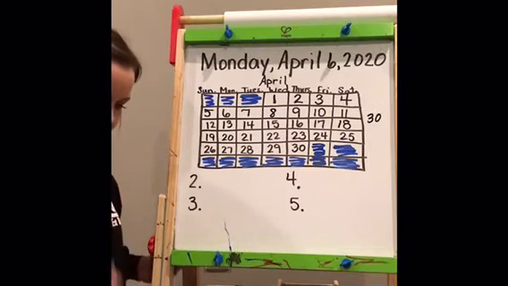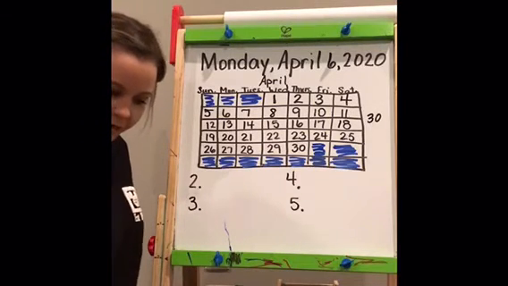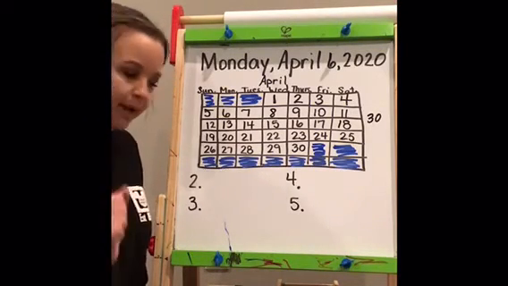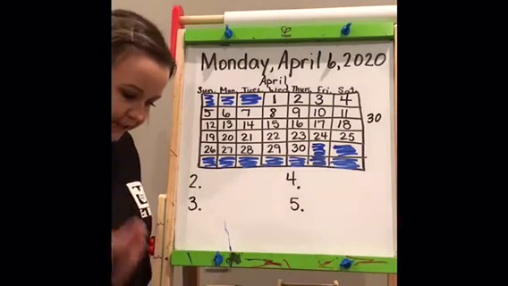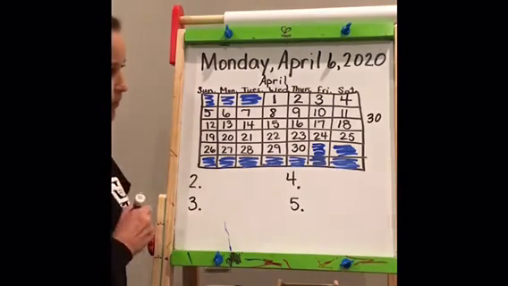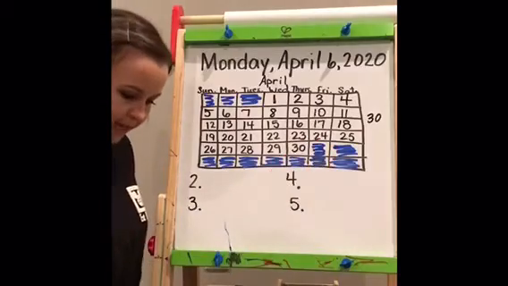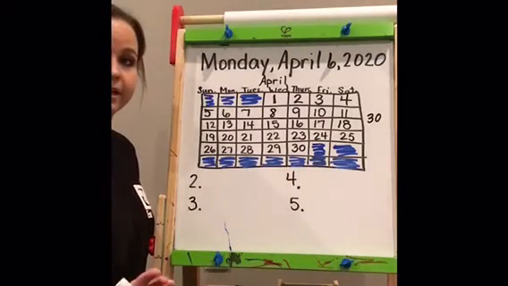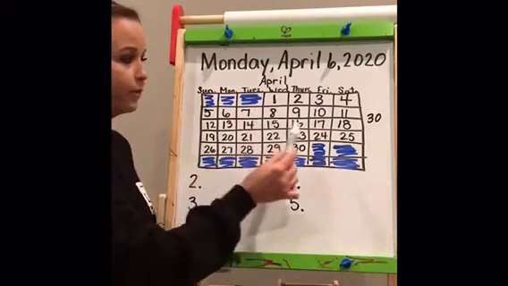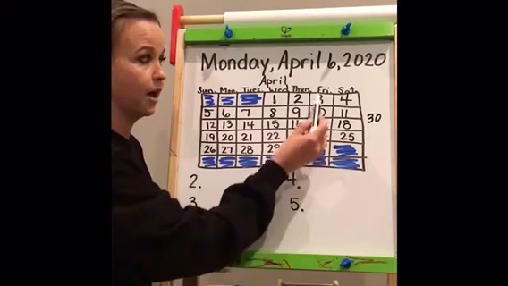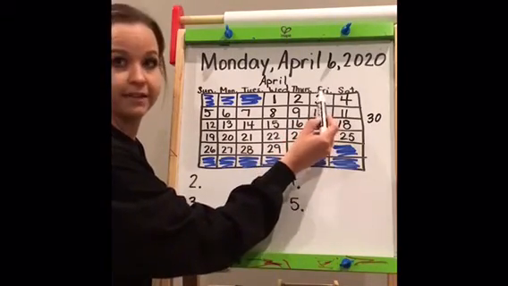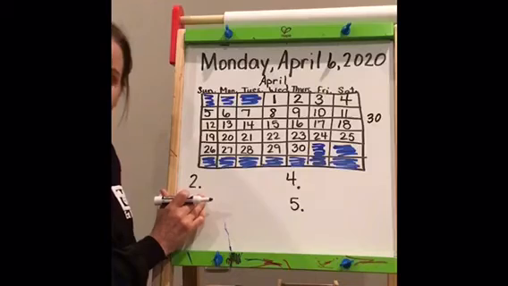All right, let's look at number 2. It says, on what day of the week is the 10th of this month? So let's find out. Let's find the 10th. Here's the 10th right there. Okay, and it says what day of the week? Well, if you remember, all you have to do is go up and we see it's a Friday. So we're going to write Friday in the blank.